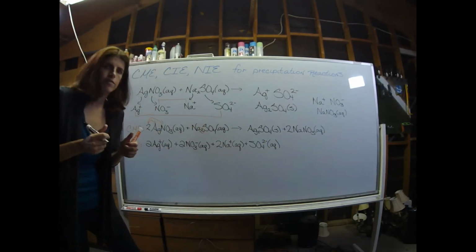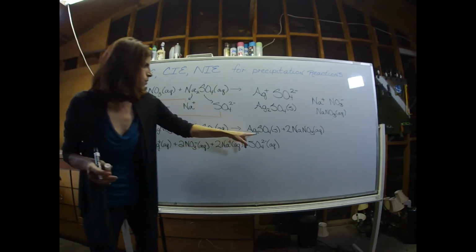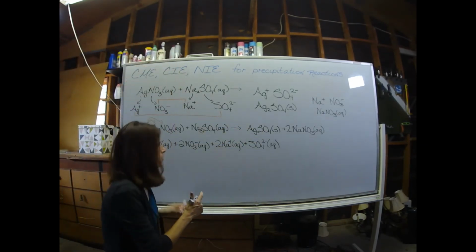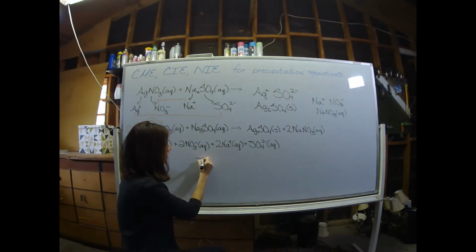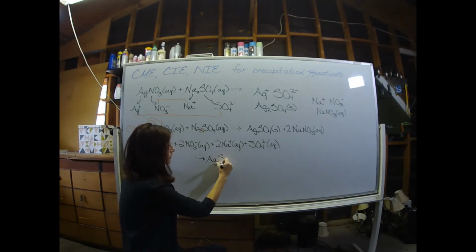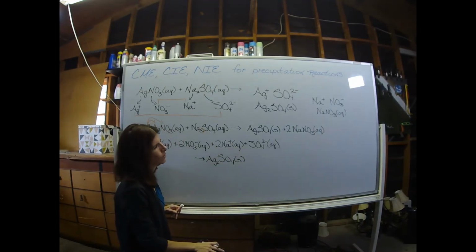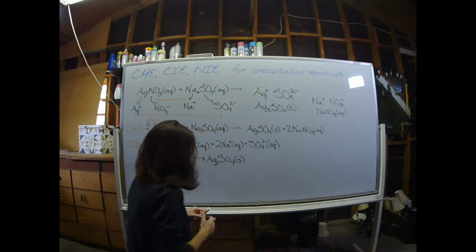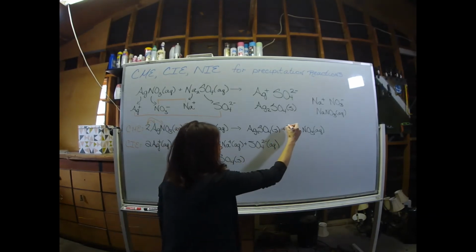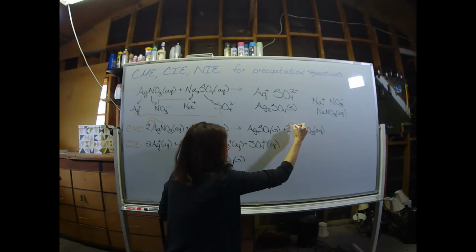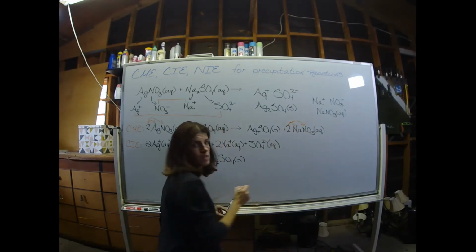So far so good? All right, so over here, we'll keep the solid together. That's the precipitate. And we would see that accumulating on the bottom of the beaker, or maybe it would get super cloudy, something like that. And then we have a coefficient that needs to be distributed to the respective ions.